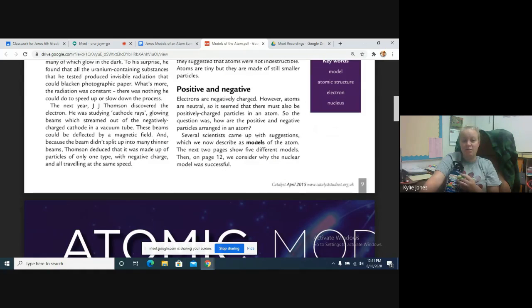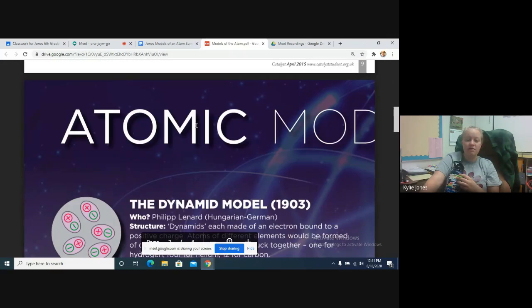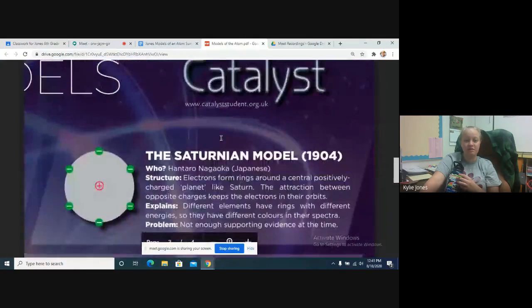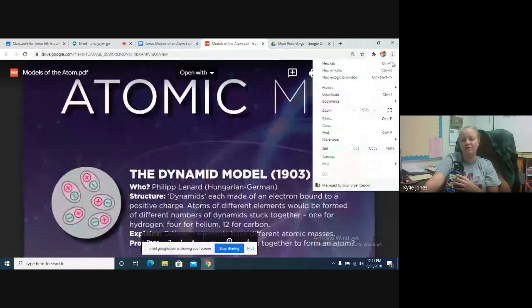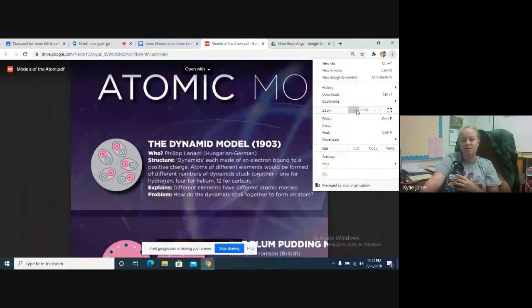Several scientists came up with suggestions, which we now describe as models of the atom. The next 2 pages show 5 different models. Then, on page 12, we consider why the nuclear model was successful. So down here, we're going to go over the next 2 pages. I'm going to zoom out a little bit. Here are the 5 different models.